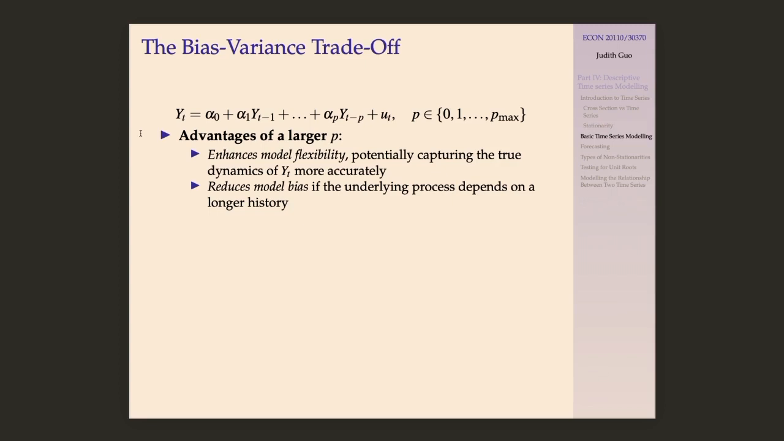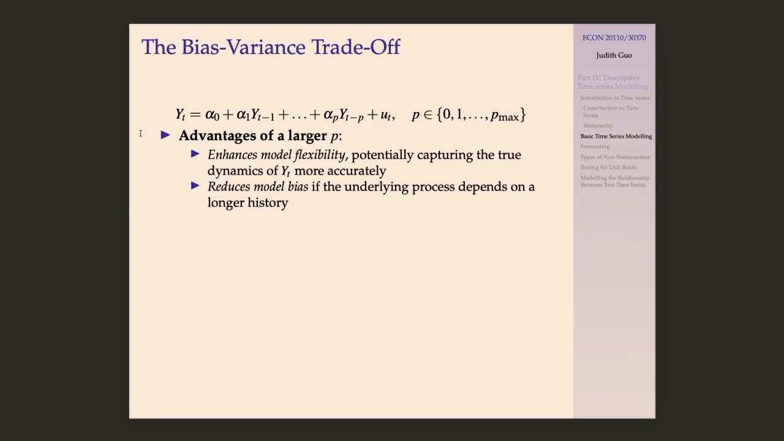So the advantage of a larger P, which is the advantage of including more regressors or more explanatory variables on the right-hand side, is that it improves the model flexibility, in the sense that it allows us to capture the true dynamics of the underlying time series more accurately. And this would reduce the model bias if the underlying time series indeed depends on a longer history compared to a shorter one.